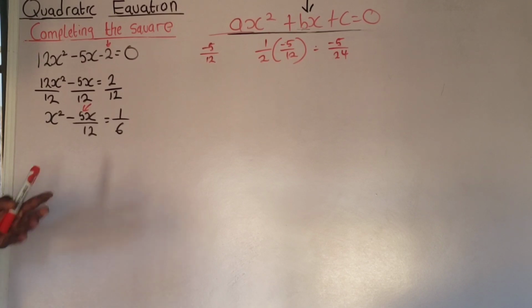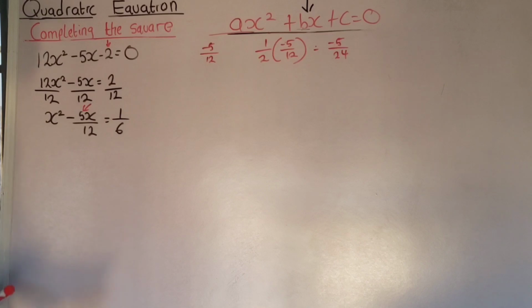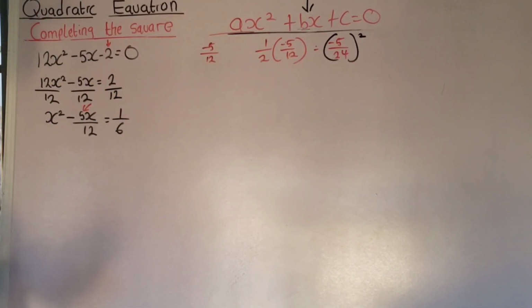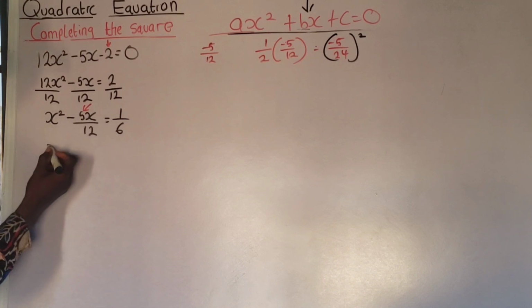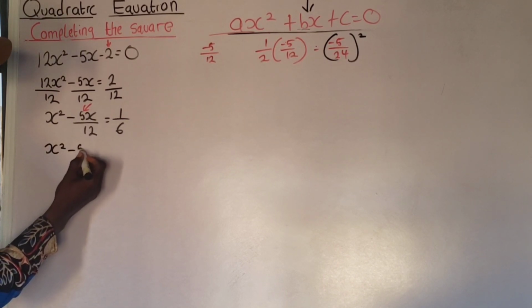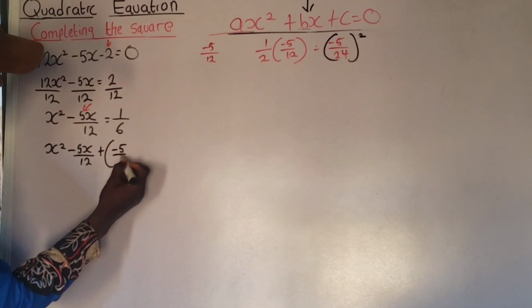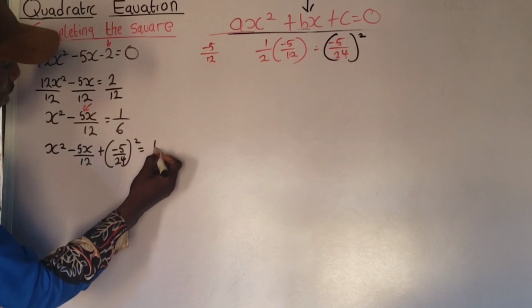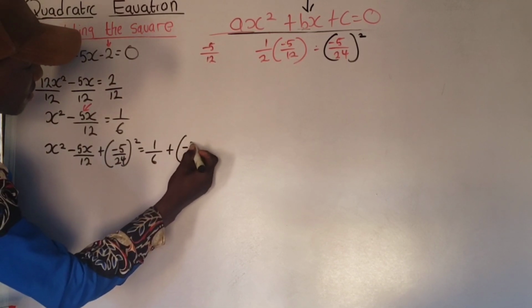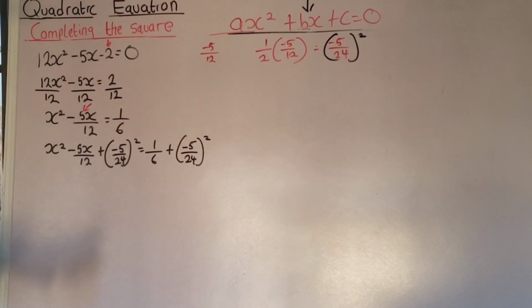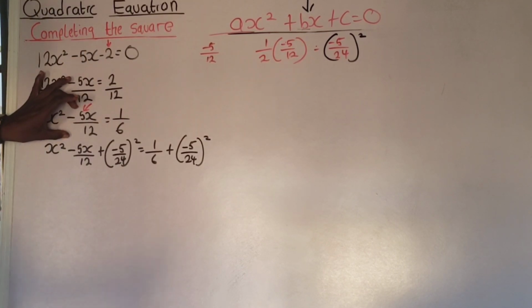Now, but I have to square it. It is the square of the half of the second term that you are going to add to both sides of the equation. So this is what I'm adding to both sides: negative 5 all over 24 squared. So here I'm going to have x squared minus 5x all over 12 plus negative 5 all over 24 squared equals 1 over 6 plus negative 5 all over 24 squared. I take the half of the second term and square it, then I add it to both sides of the equation. That's what I did.